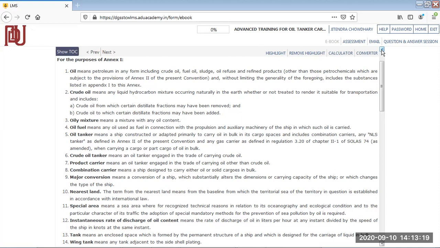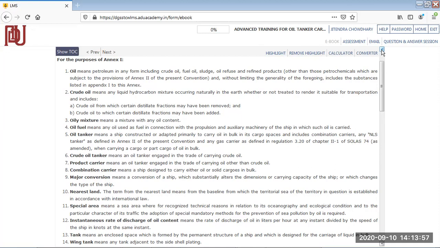And it can come from certain distillate fractions also, and there can be some other distillate fractions which are added to it also. Then oily mixture means anything which is mixed with any oil content. Then what is oil fuel? It means the oil used for propulsion, like running the ship or any machinery or a generator.